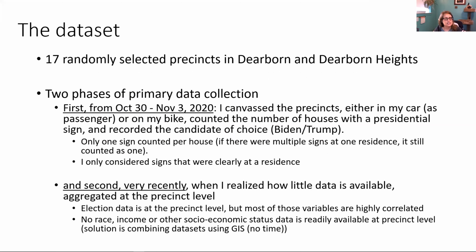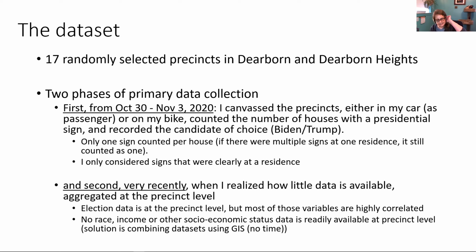The first one took place just prior to the presidential election last year. I canvassed the precincts either in a car or on my bike and counted the number of houses with a presidential sign and recorded the candidate of choice. I only counted one sign per house, even if a house had multiple signs. The reason is I was looking for an indicator that a person had made a choice of candidate to vote for, because I want to predict actual voting behavior here. So I figure one sign at a residence means a choice; two signs, three signs, four signs, that's just enthusiasm, and I wasn't interested in that.